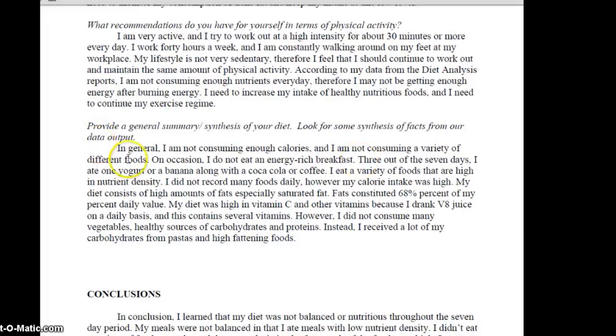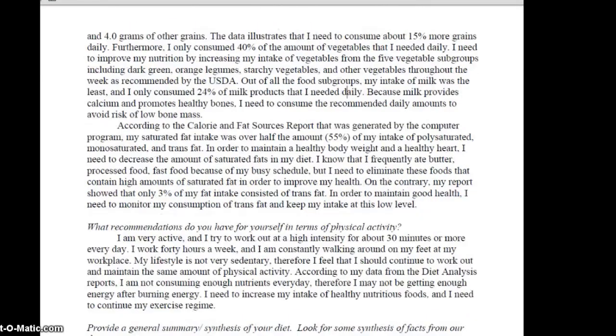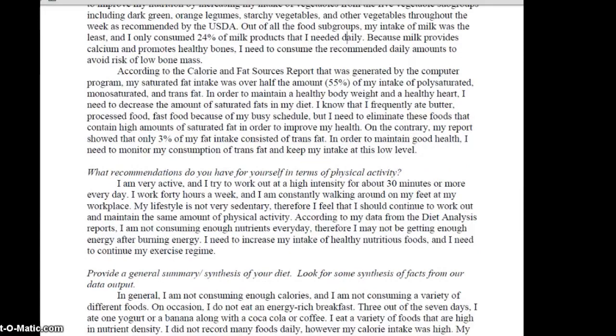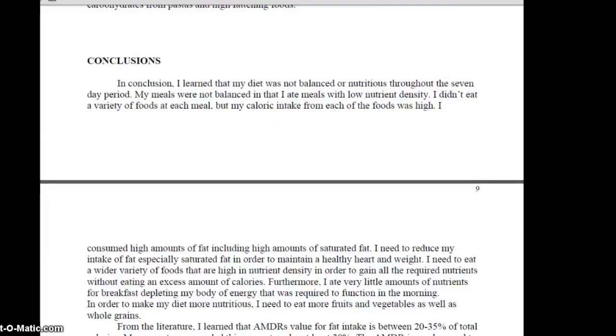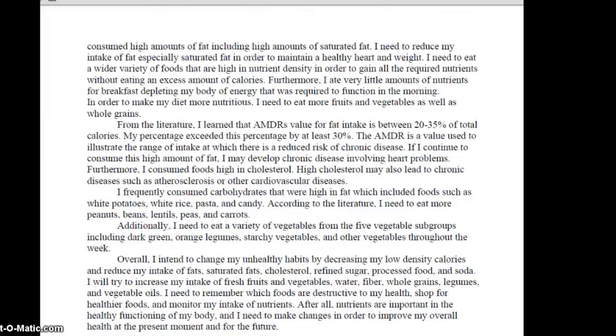The last part is to provide a general summary. Again, pull up the numbers, but be a little more general than you were in the previous two sections. This section, in my opinion, could have been expanded to talk more about the vitamin levels and how there was a lack of vitamins. Vitamin D was low, and so on. In conclusions, you should talk about what you learned from the literature and how that compares to the diet that you saw before you in the reports.